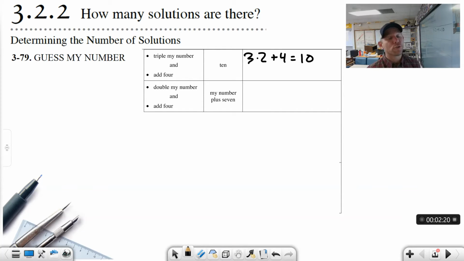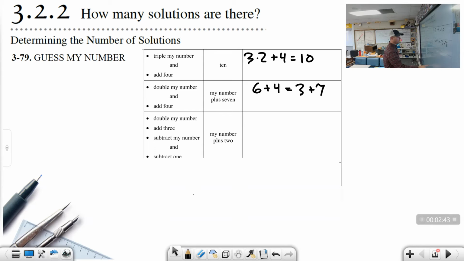All right. You should have found that the answer is 3, because 3 times 2, that's being doubled, is 6. 6 plus 4 is 10, and my number, which is 3, plus 7 is also 10, so they're the same. Okay, so this is guess my number. Now let's go ahead and do problem number 3.